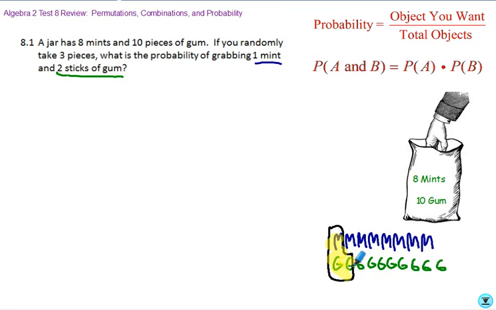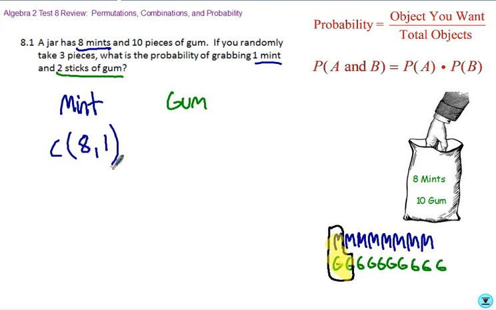Right. So I've got two things going on here. I've got the mints, so I've got to figure out what's the probability that I'll get a mint, and then I've got to figure out my probability that I'm going to get gum. And again, it's 1 handful. In terms of mint, I'm going to choose from 8 mints, because I've got 8 mints. I want to choose 1. And then from gum, I've got 10 pieces of gum. So I'm going to choose from 10, I want to choose 3.